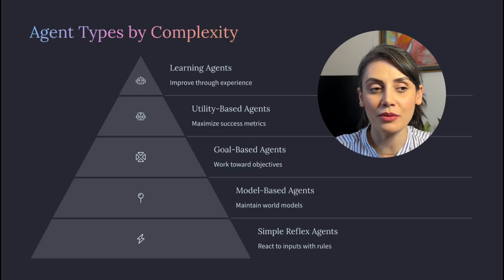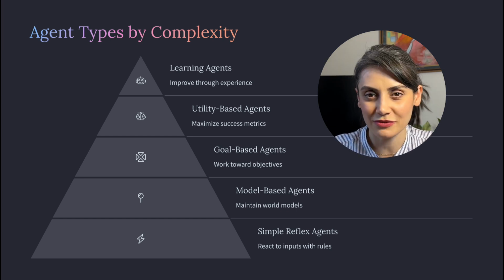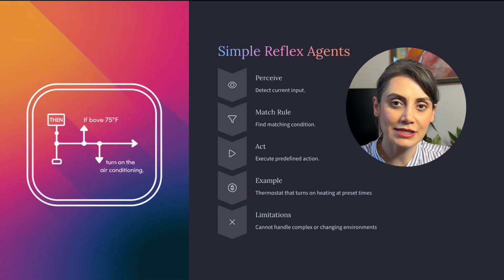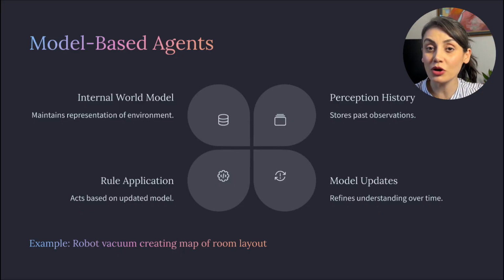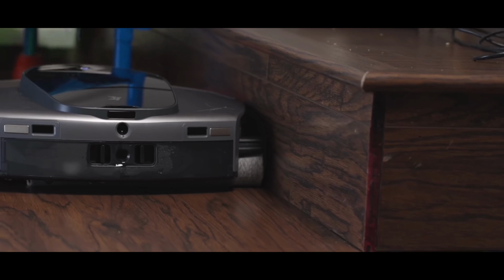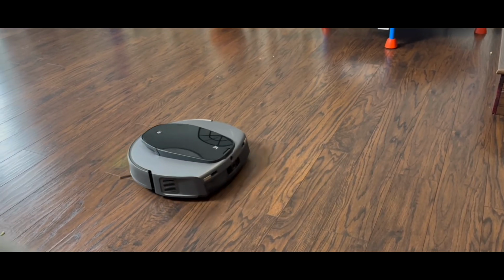AI agents come in various forms and each is suitable for a specific task. A simple reflex agent perceives, matches rules, and acts. For example, the thermostat in your house can be an AI agent that works based on this design. Model-based agents maintain an internal representation of their environment. For example, a robot vacuum creating a map of the room's layout works based on a model-based agent.